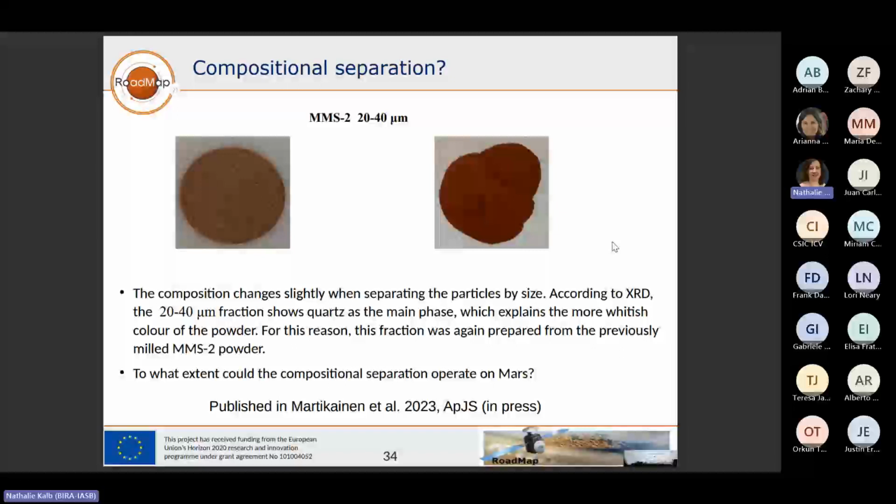Also, this is all published, or now it's in press, so you can check it out.